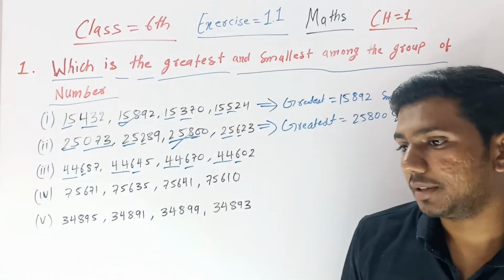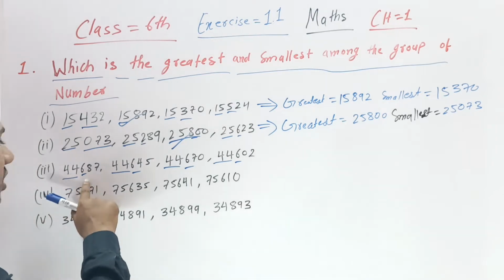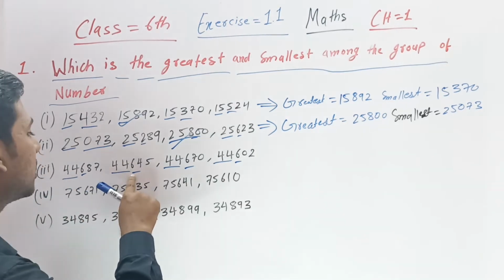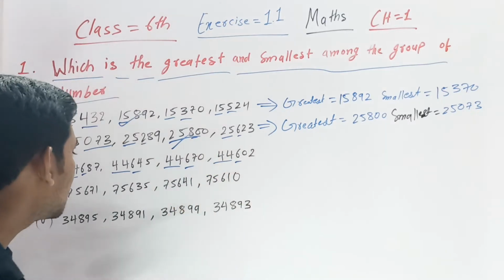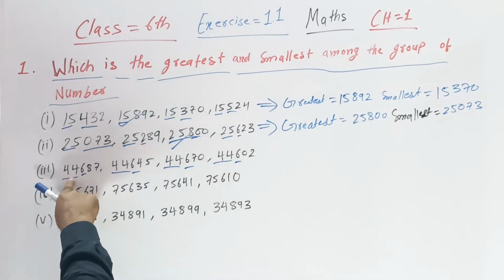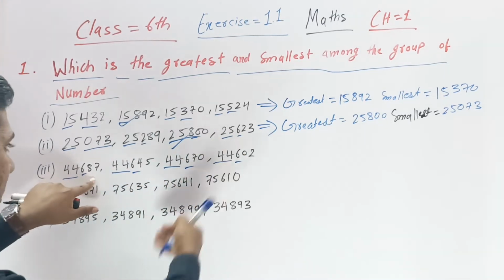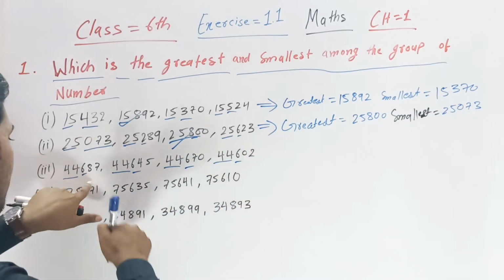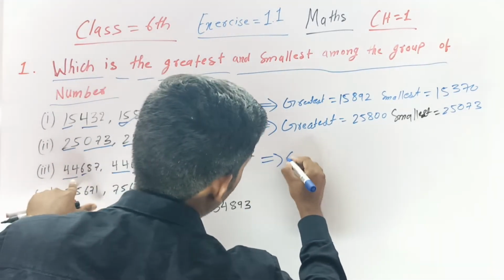Okay, so let's see. This is 44,687. This is 44,645, 44,670, 44,602. Which is greater in that? This is 44,687, because 645 is less, 670 is less also, and 602 is also less than that number. So which is greater? So we have to write it.